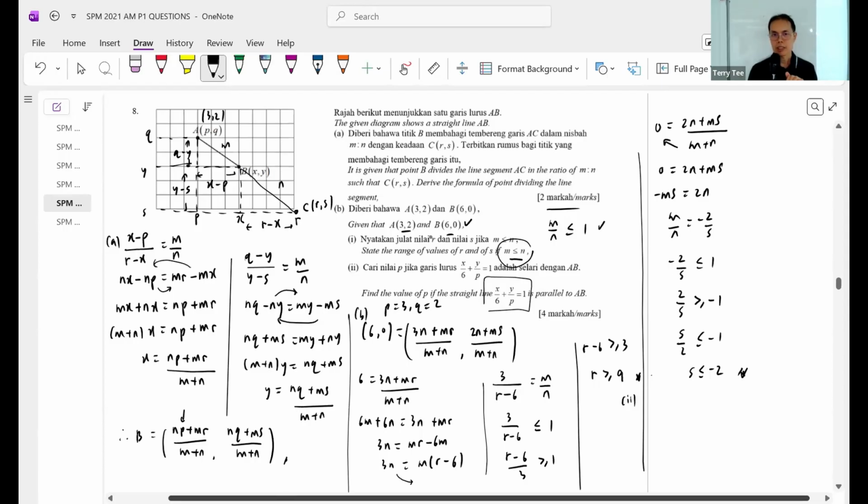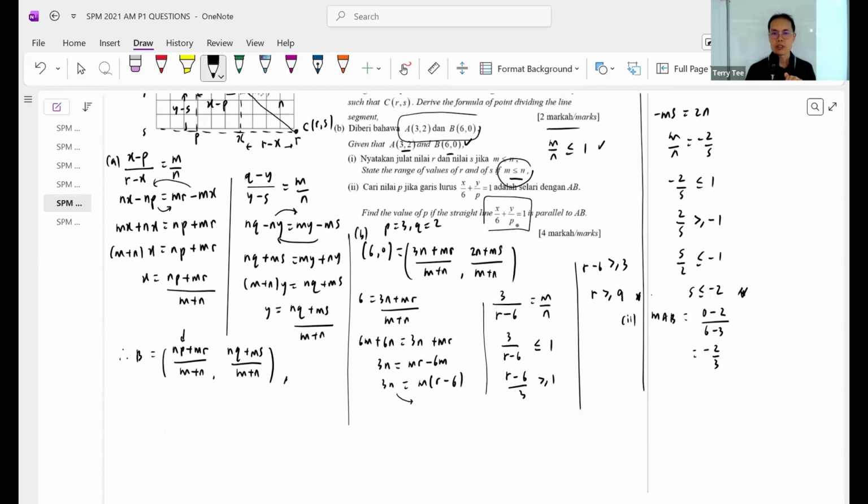point A, I know point B. So let's find gradient AB. Based on this information, what's your gradient AB? Y2 minus Y1 over X2 minus X1, negative 2 over 3. Now, if this straight line is parallel, let me move up a bit. We can first find the gradient. Remember, this is in what we call intercept form. Intercept form is x over a plus y over b equals 1, where a is your x-intercept, b is your y-intercept.